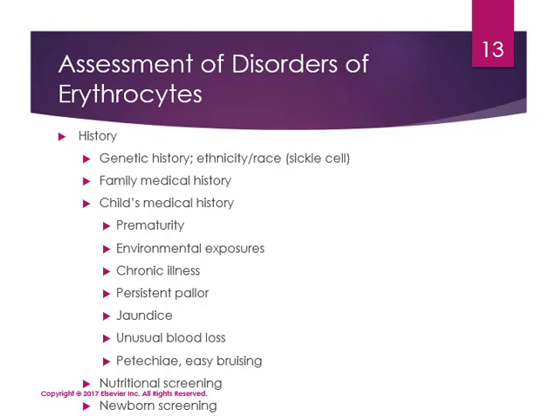So, some different disorders of the erythrocyte. When you're going to assess for these, it's important to get a good history. You want to assess for any genetic history, ethnicity, and race, especially when it comes to sickle cell. You want to assess the family history, the child's medical history, were there any issues with prematurity, any environmental exposures, chronic illnesses that you are not aware of, persistent pale skin, jaundice, unusual blood loss, petechiae or easy bruising, do a nutritional screening, and what did their newborn screening show.